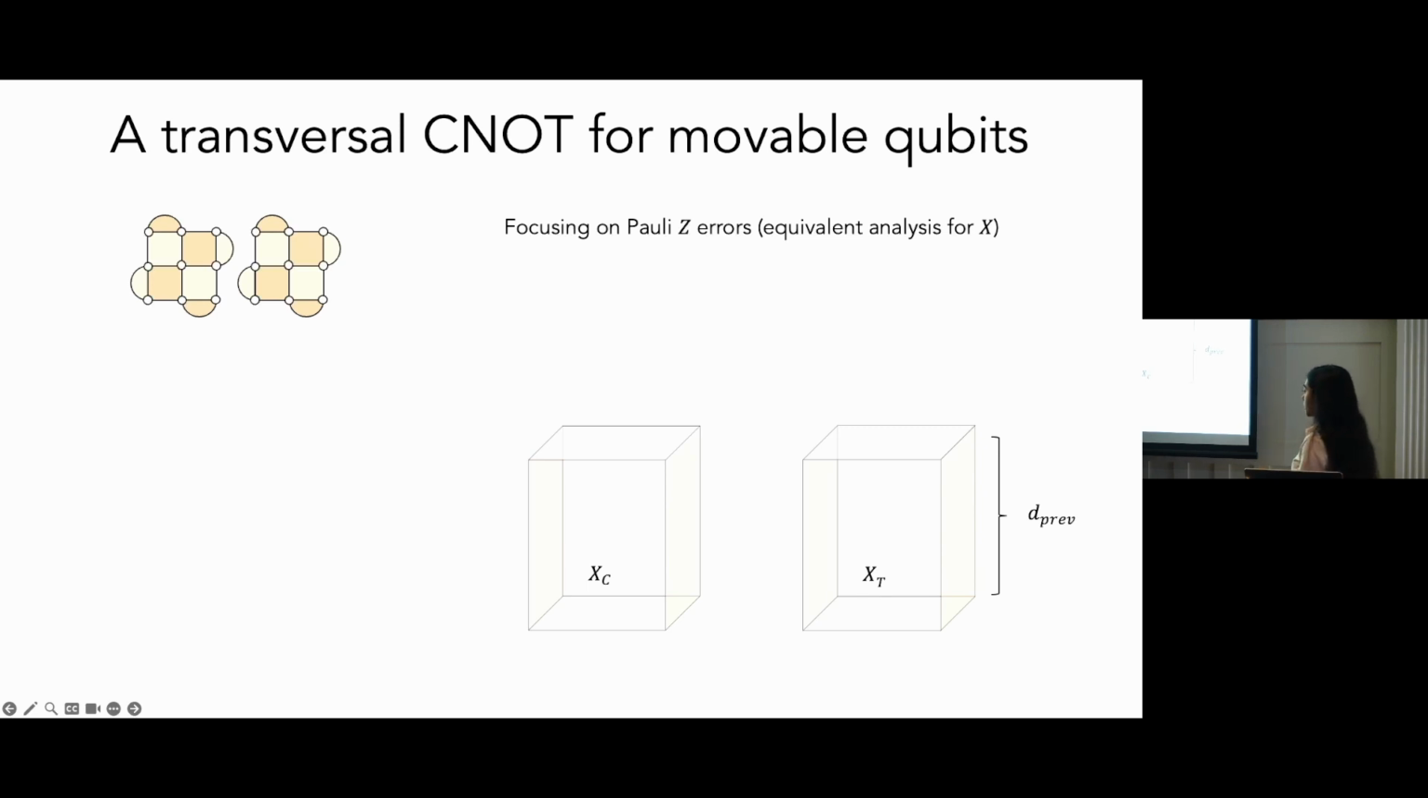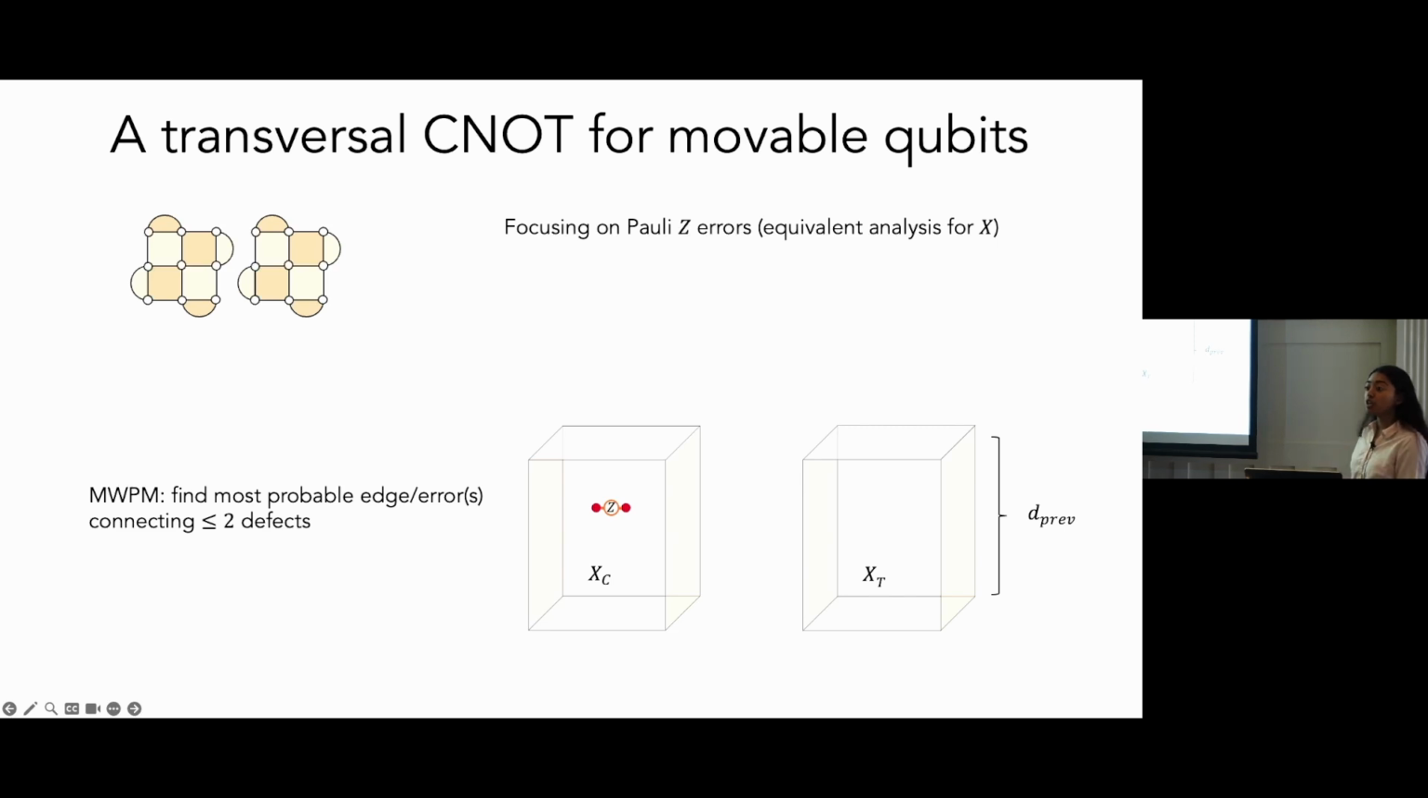So for example, let's say that at some point inside this space-time volume, a Z error happened on one of my qubits. When I measure the stabilizers, that Z error will give rise to defects. Then I can apply a decoder, such as a minimum weight perfect matching decoder, that finds the most probable edge that could have given rise to these defects. And crucially, this will come back later, this edge must have at most two endpoints. So here it's natural to say that I can just connect these two defects along this edge, and that edge corresponds to the data qubit Z error. And therefore, that is the correction that my decoder proposes for this problem. So this is the language I'll be using for this transversal CNOT study.